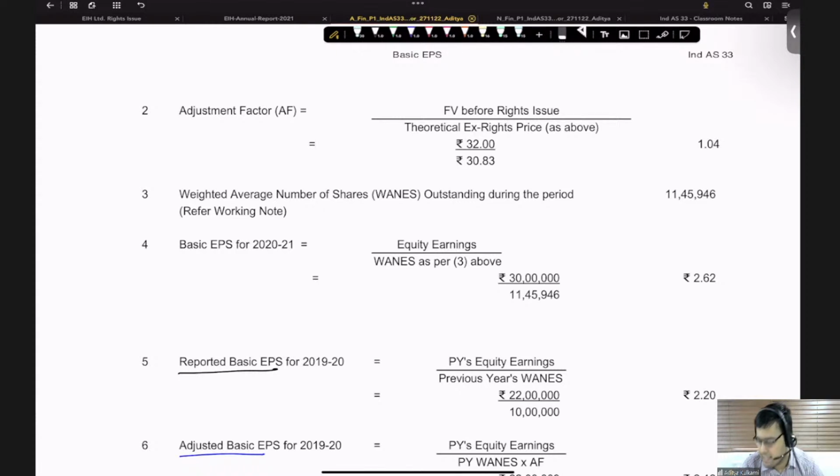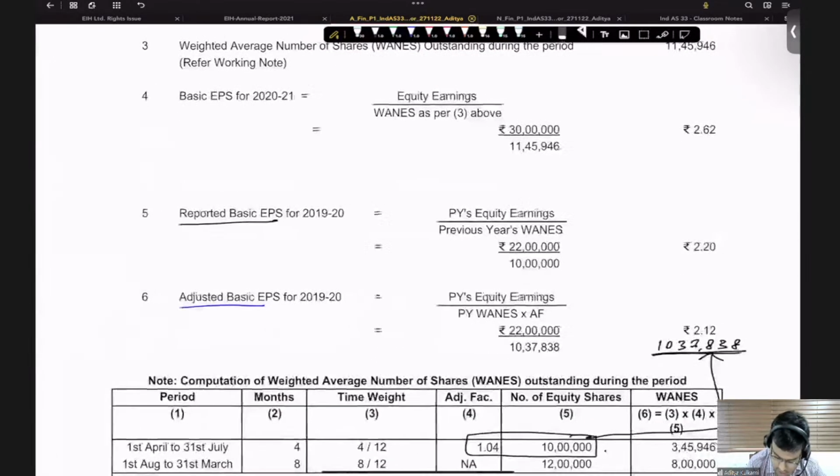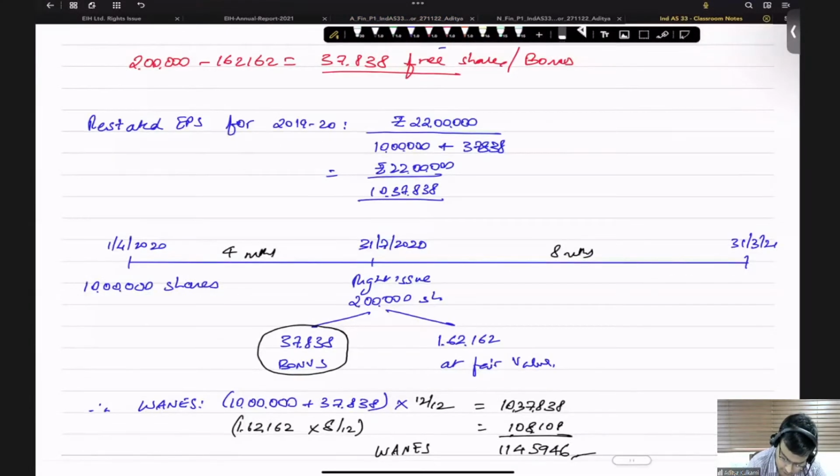Okay. All right. Soham has asked a question. Sir, why is the entire bonus of 37,838 attributed to the opening and not to the opening and 162? Soham, 1,62,000 is arising, is taking birth only on 31st July.